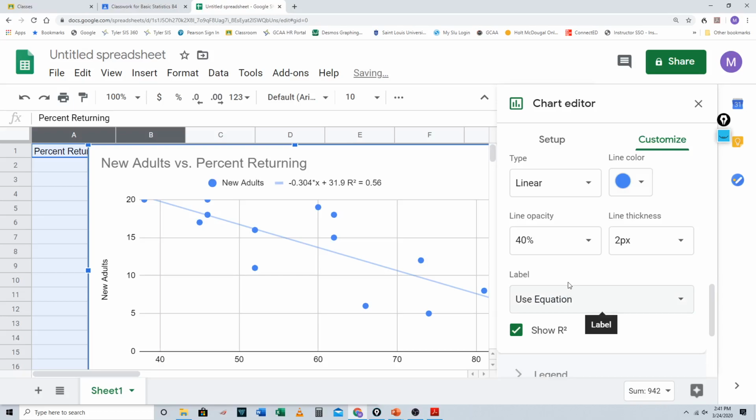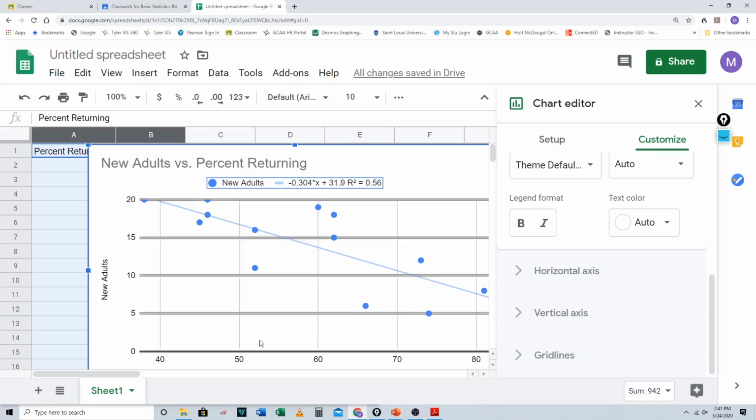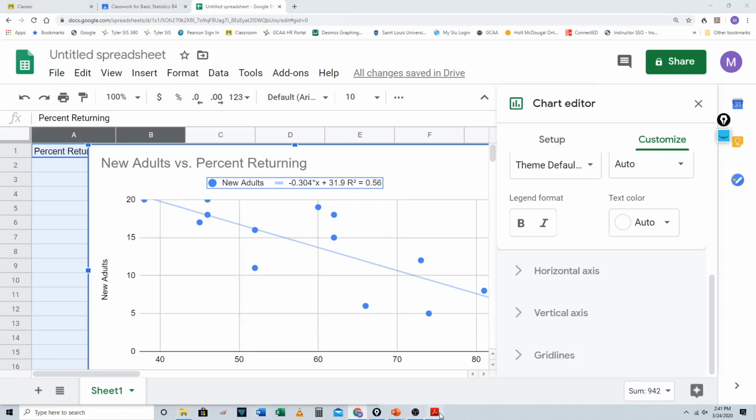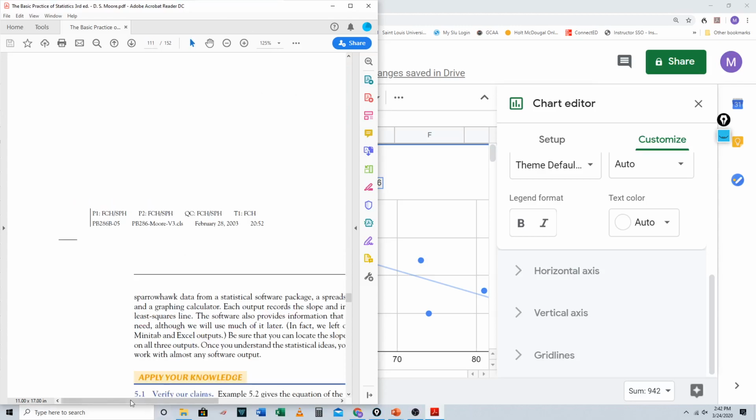Use equation, there it is. Okay. Label, use equation. So there it is, there's the equation. So is this the same equation? Now I'm going to say Google Sheets does tend to round a bit here where our book doesn't round. So this was back on page 109, which I think is 101. Off by like 2 pages.